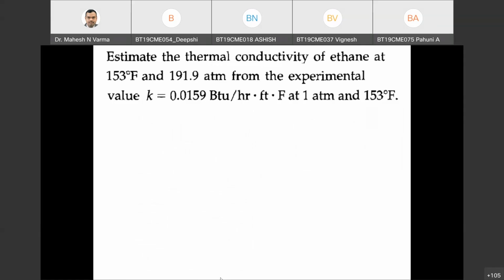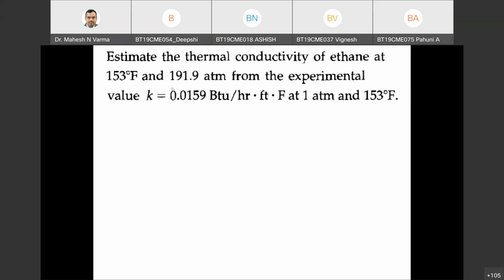So first I need to calculate the reduced values of temperature and pressure. For that, you can get the critical values from the data book for ethane. So you can get a reduced temperature and reduced pressure. Then, using this value and the empirical graph, you can get the critical thermal conductivity value, and use that critical thermal conductivity value to get the thermal conductivity at this temperature and pressure.